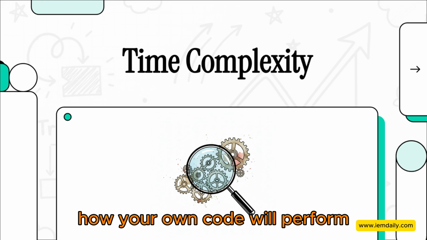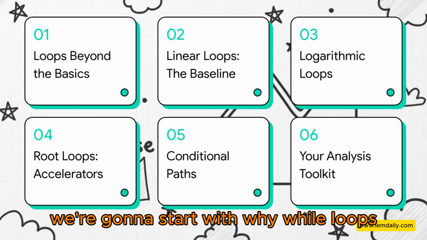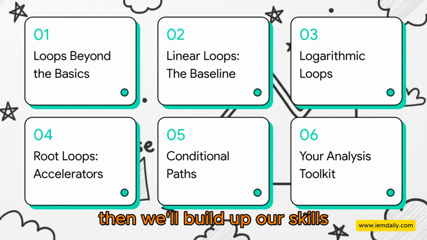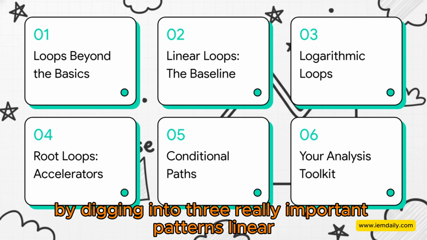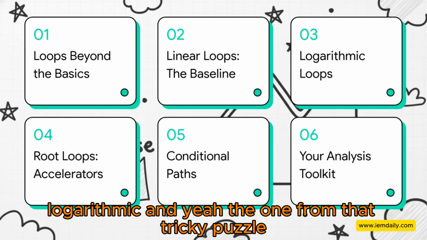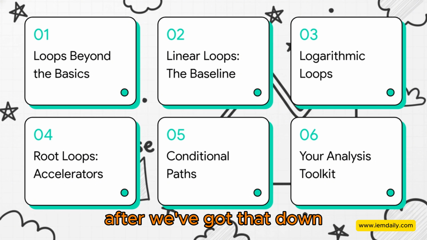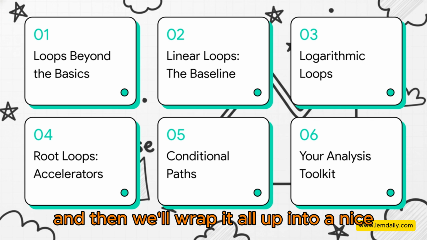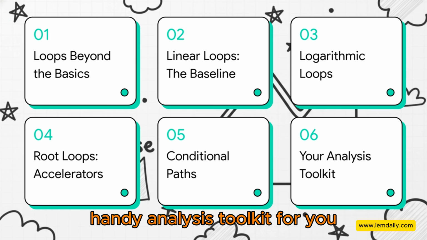By the end of this, you're going to have a solid toolkit for analyzing how your own code will perform. So here's our game plan. We're going to start with why while loops need a bit of special treatment. Then we'll build up our skills by digging into three really important patterns: linear, logarithmic, and the one from that tricky puzzle. After we've got that down, we'll look at how if-else statements can change everything, and then we'll wrap it all up into a nice handy analysis toolkit for you.